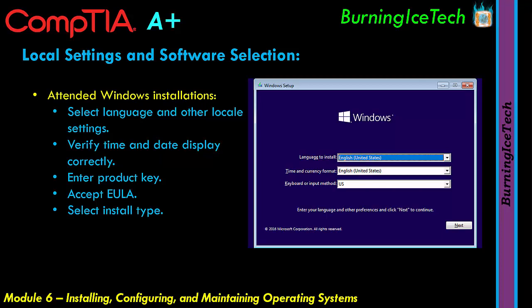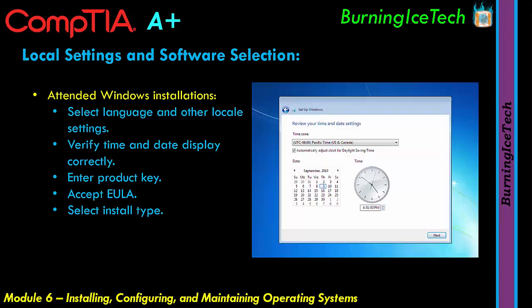If your keys behave weirdly on your keyboard, it might be because you've chosen the wrong keyboard input here. All right, and then moving on to the second bullet point there, being verify time and date display correctly. So what you're going to have to do is choose yourself a time zone. That applies to pretty much all the operating systems you're going to install.